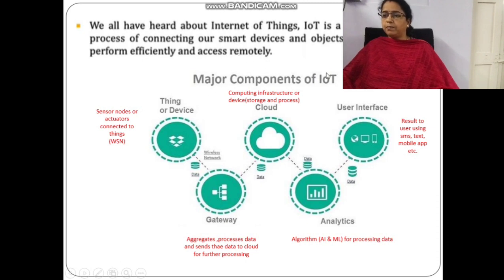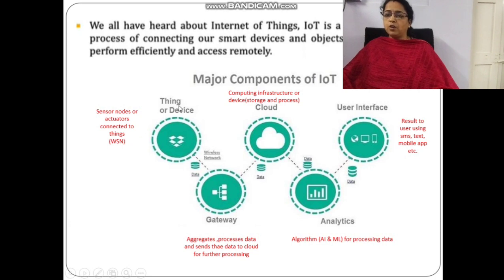So here you can see the major components of IoT. Sensor nodes or actuators are connected to the things, then the thing or device is connected to the gateway, the gateway is connected to the cloud, then data analytics, where in the cloud we are doing various kinds of analytics, then the user interface. So these are the major components of IoT.